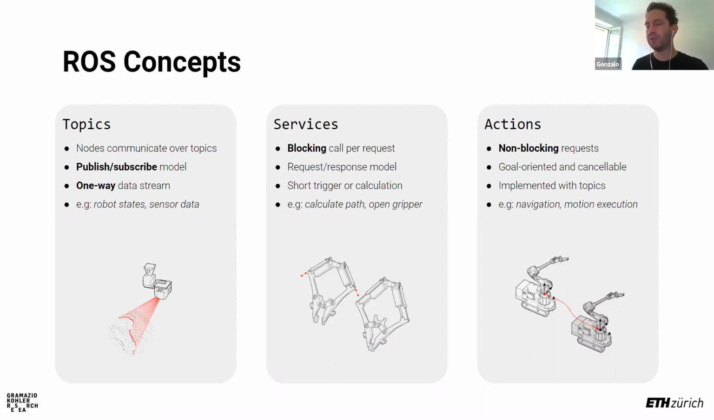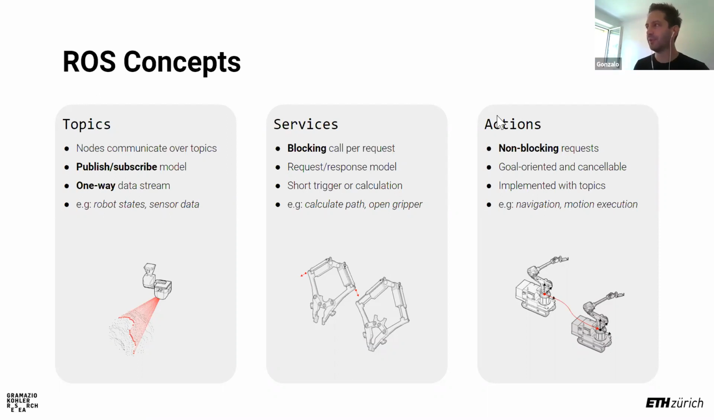Then the other type of communication is services. Services are blocking. They follow the request and response model. So you ask for something and you expect the other side of the equation to respond, and it should be a kind of short trigger or calculation. So for instance, calculate the path or open the gripper, something that will take a finite amount of time and not a lot. Of course, sometimes path planning is slow, but that doesn't make it not a service.